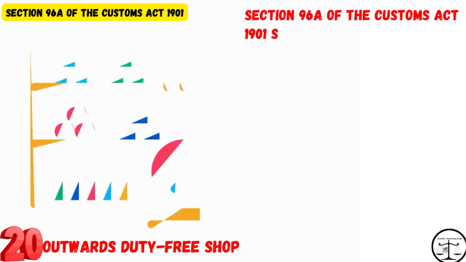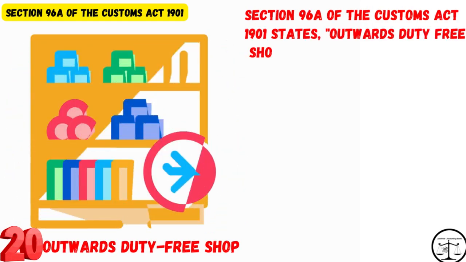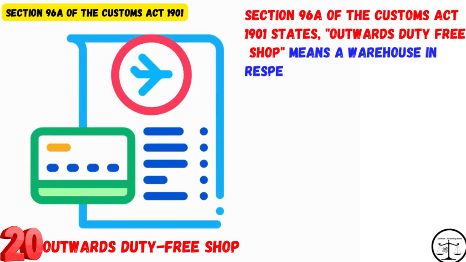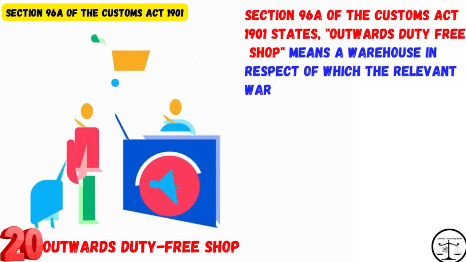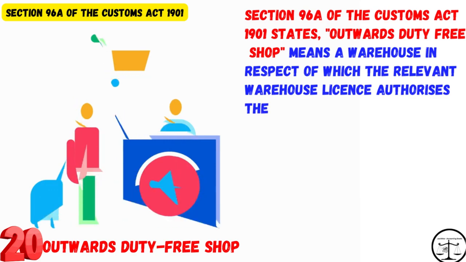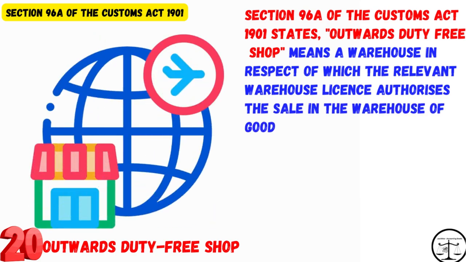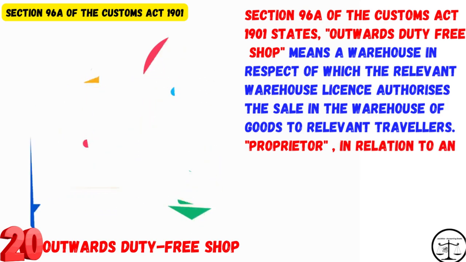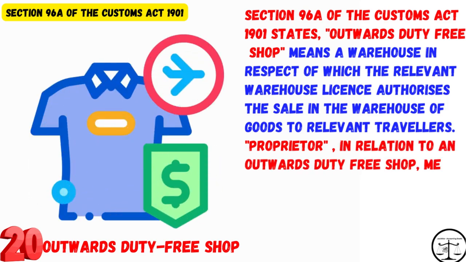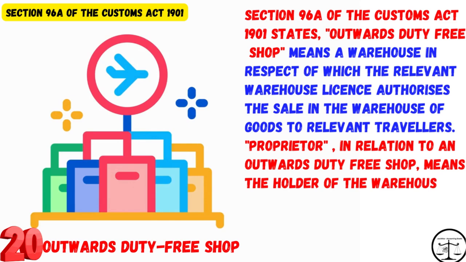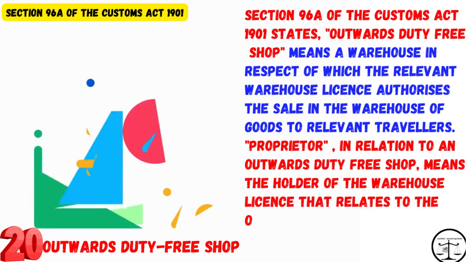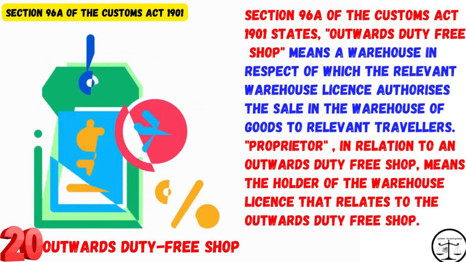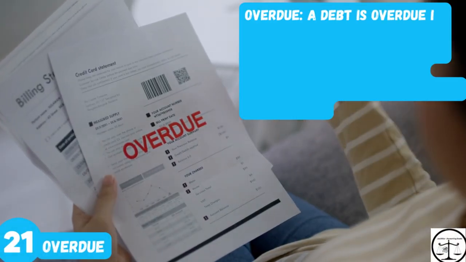Section 96A of the Customs Act 1901 states, outwards duty-free shop means a warehouse in respect of which the relevant warehouse license authorizes the sale in the warehouse of goods to relevant travelers. Proprietor, in relation to an outwards duty-free shop, means the holder of the warehouse license that relates to the outwards duty-free shop. Next word. Word number 21.